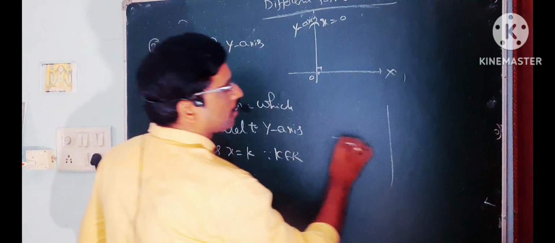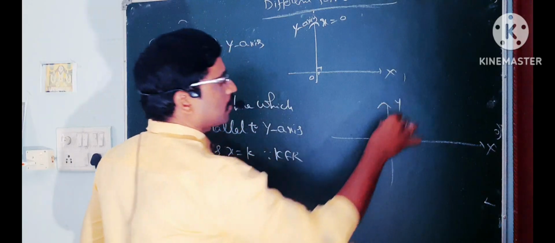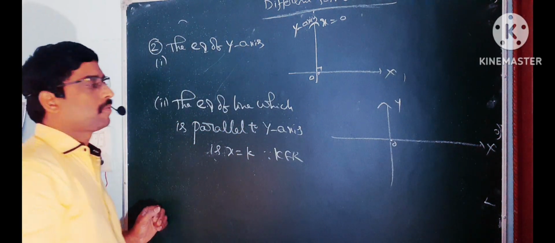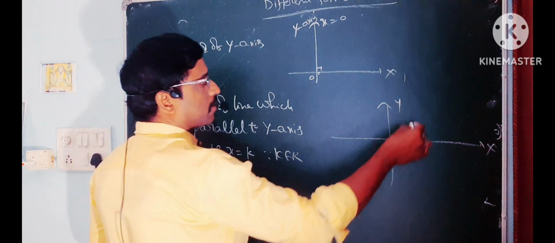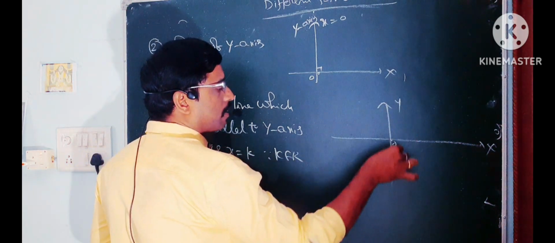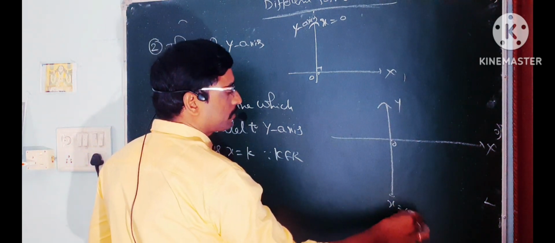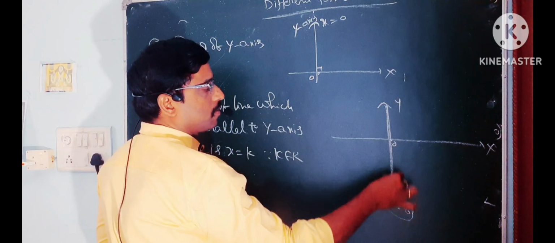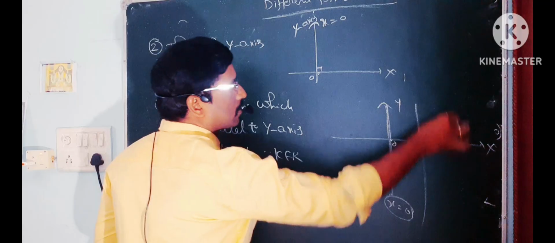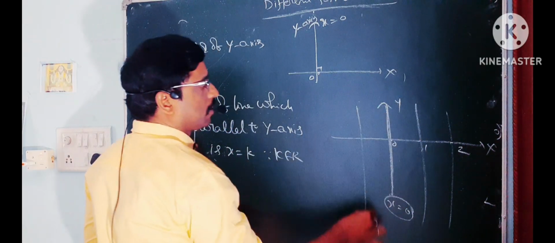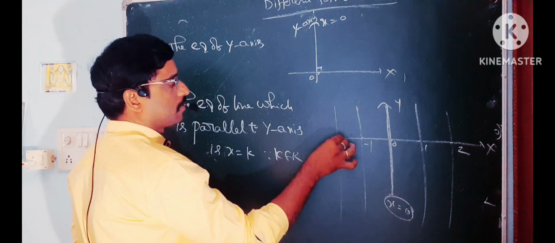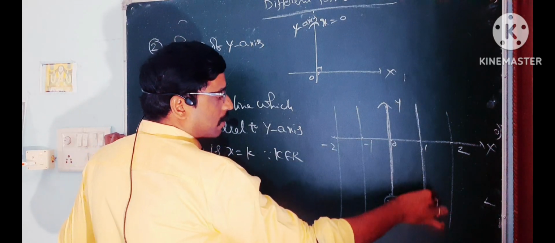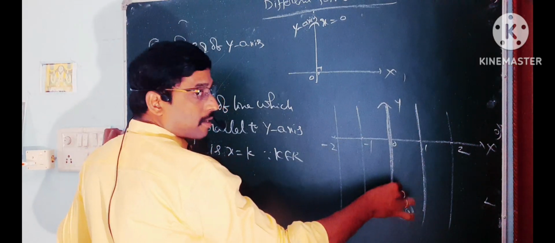Okay, now I explain. The x-axis and y-axis meet at the origin. So what is the point? The equation of line which is parallel to y-axis. So this is the equation of y-axis, x is equal to 0. Why? Because the y-axis is passing through 0, 0. This is 1, 2. Here this is -1, -2. So x is equal to 0 is y-axis.